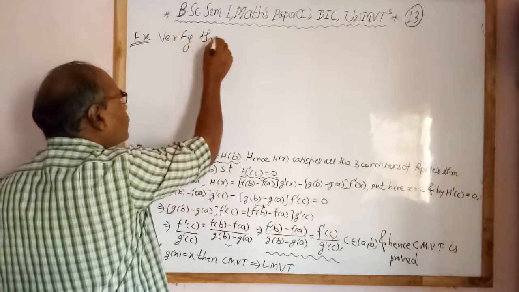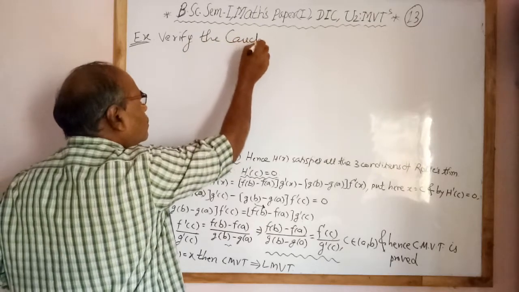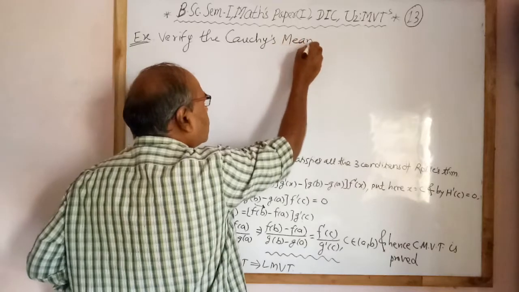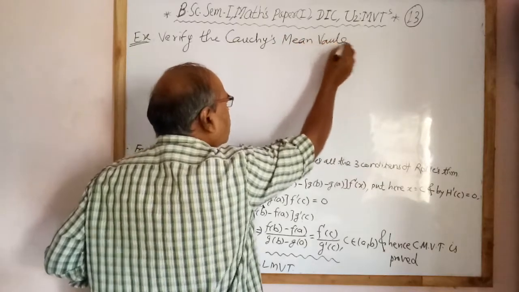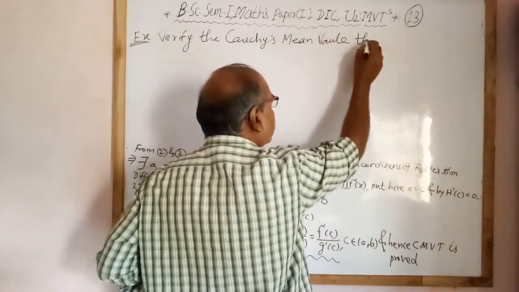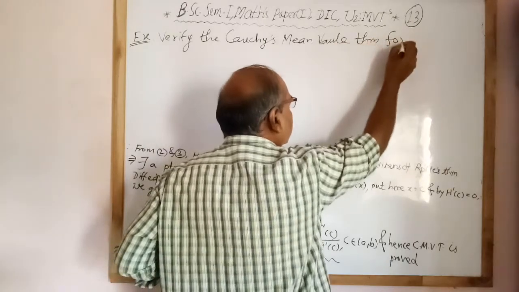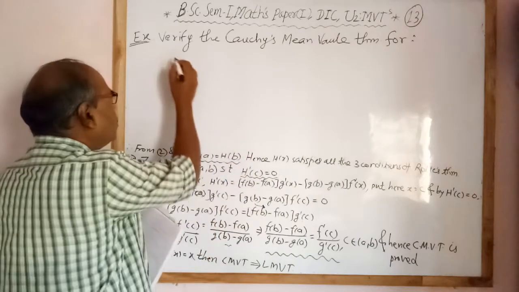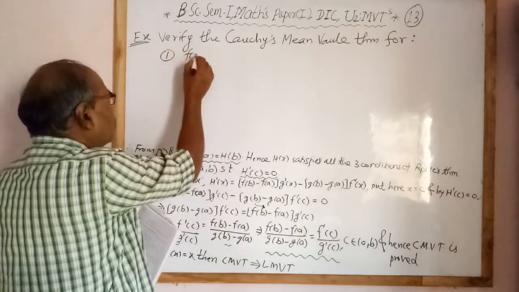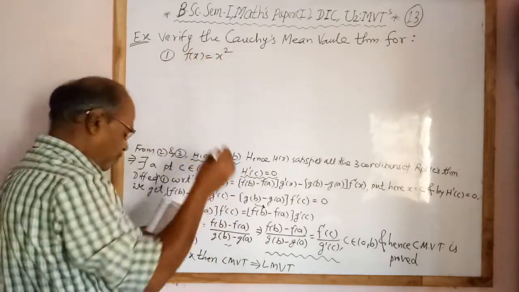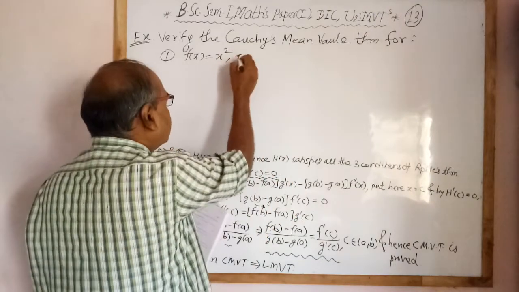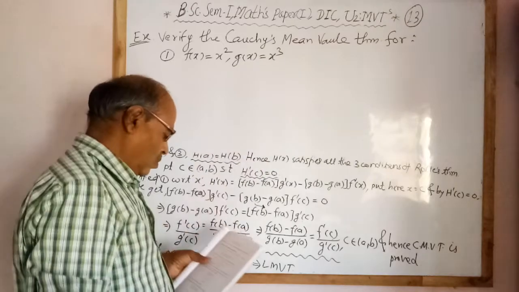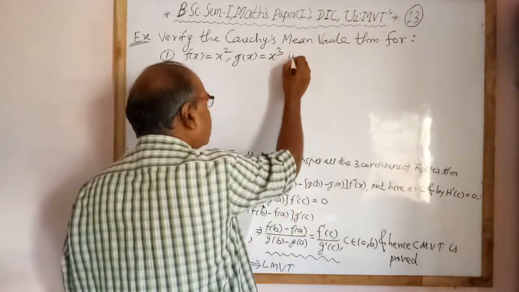Verify the Cauchy's mean value theorem for the functions. The first function, f of x equals x square and g of x equals x cube in the interval [1, 3].